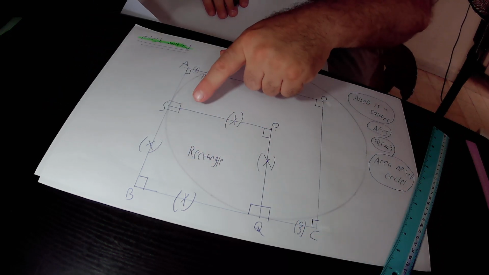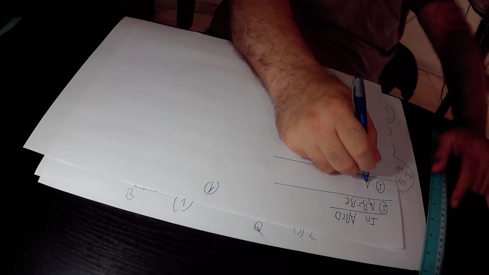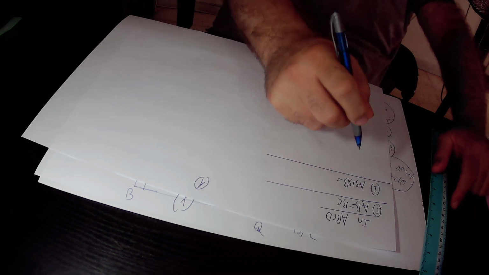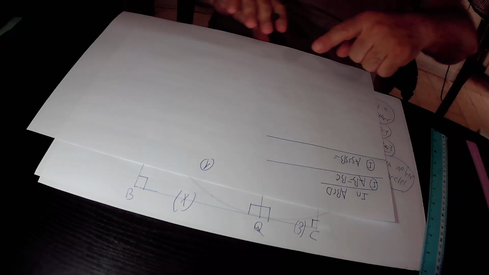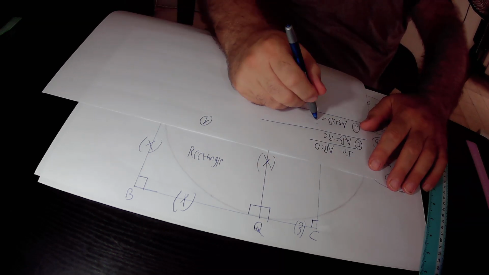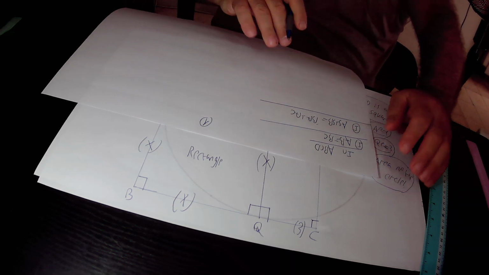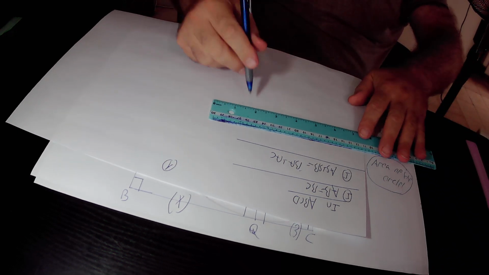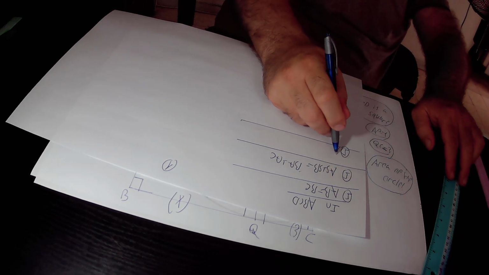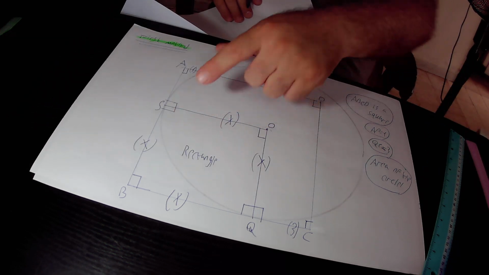AB in total equals AS plus SB. We know that AB equals BC, so BC in total equals BQ plus QC. AS is the missing side, so we leave it as it is, plus SB. SB equals X.